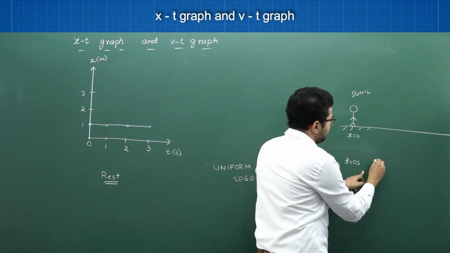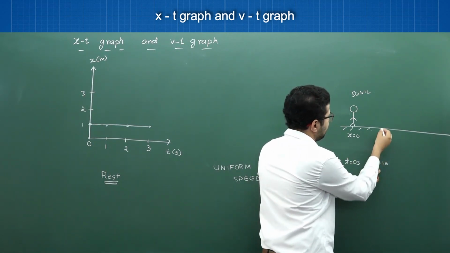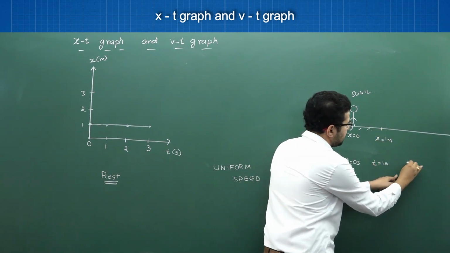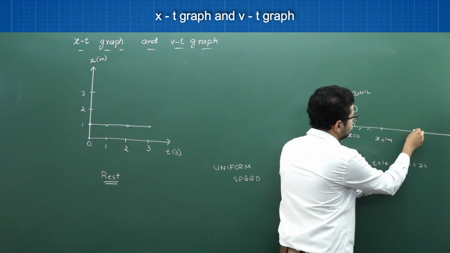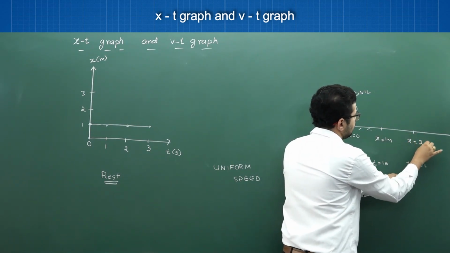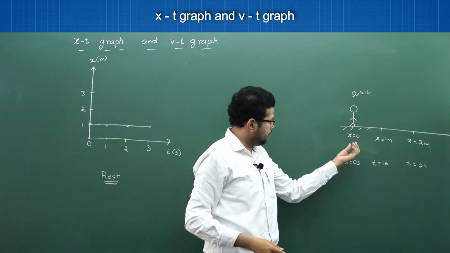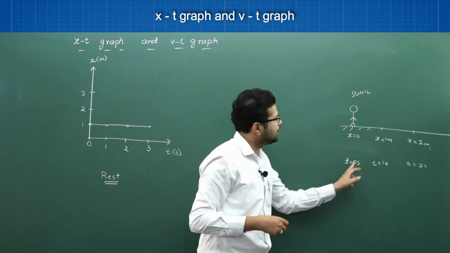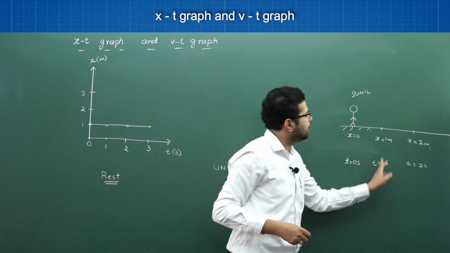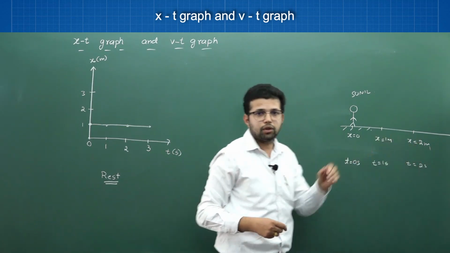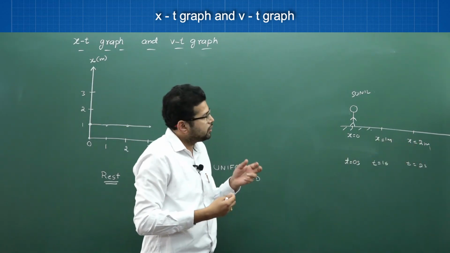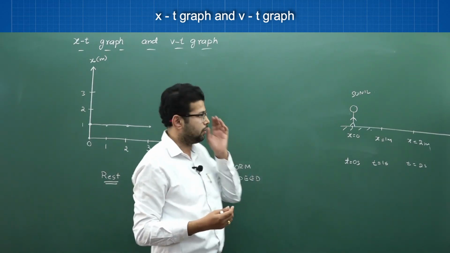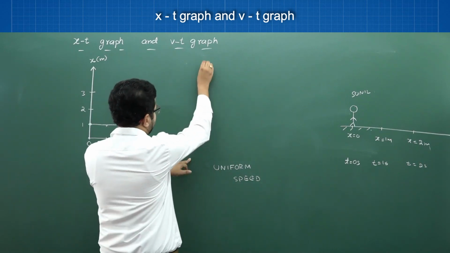Okay. When t becomes 1 second, he will move to x equal to 1 meter. When the time becomes 2 seconds, he will move to x equal to 2 meters and so on. So, what is happening? Initially when the time was 0, he was at x equal to 0. In 1 second, he has travelled 1 meter. In the next second, he has travelled another 1 meter. So, for every second, he is travelling a distance of 1 meter. So, we can call his velocity 1 meter per 1 second. Okay. So, how to draw a position time graph?